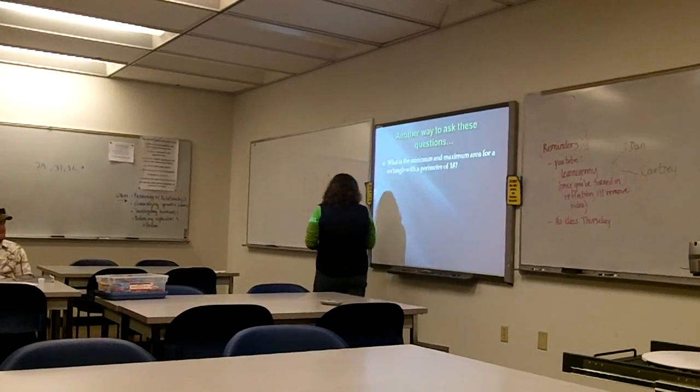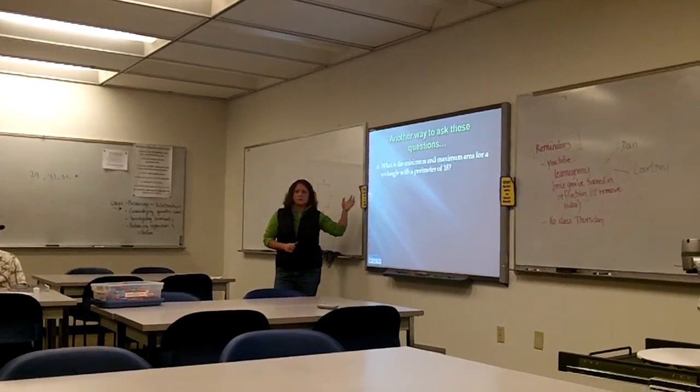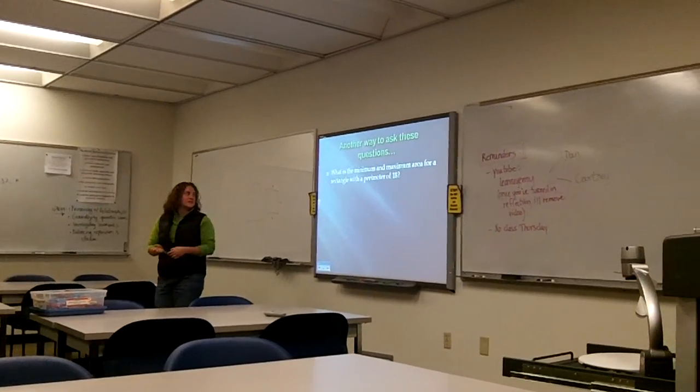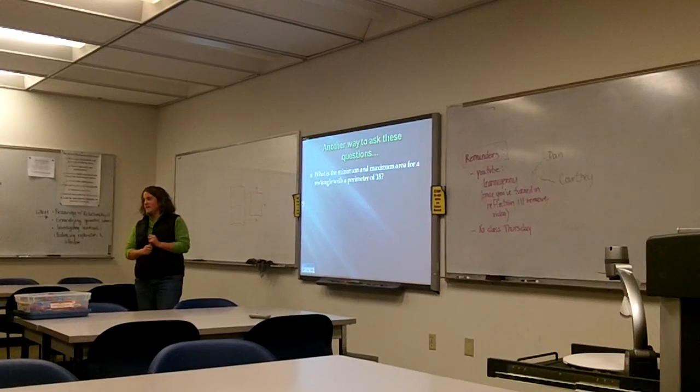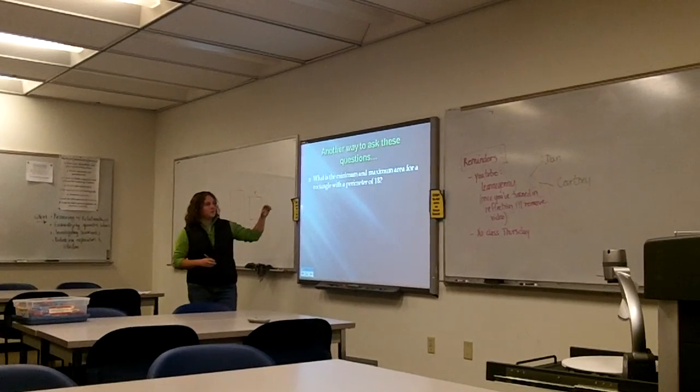Okay, so we looked at this in very non-mathematical terms. But if you guys were to approach one of these problems in a math book, they could say, what is the minimum and maximum area for a rectangle with a perimeter of 18? It's basically what you guys just did. But there's one glitch with this.